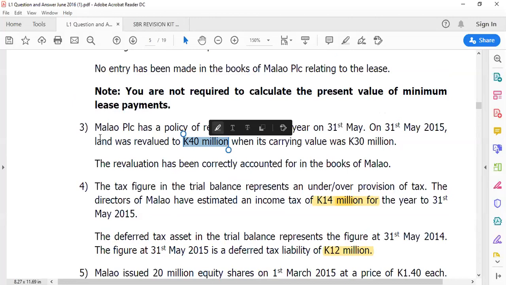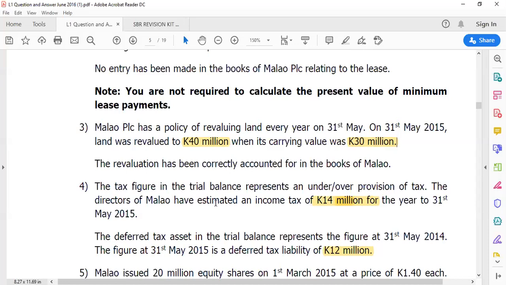We've been told Malawi PLC has a policy of revaluing land every year on 31st May. Now, on 31st May 2015, land was revalued to 40 million, when its carrying value was 30 million. You see? So there's a gain here of how much? Of 10 million to other comprehensive income. There's a gain of 10 million which we are going to show in other comprehensive income.